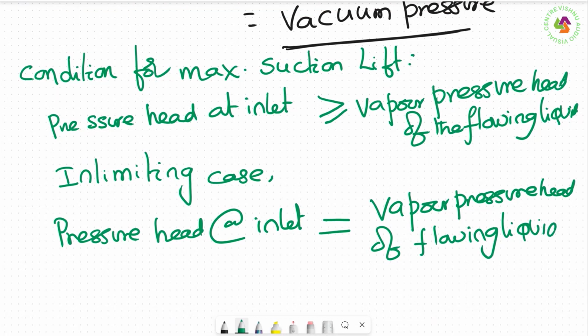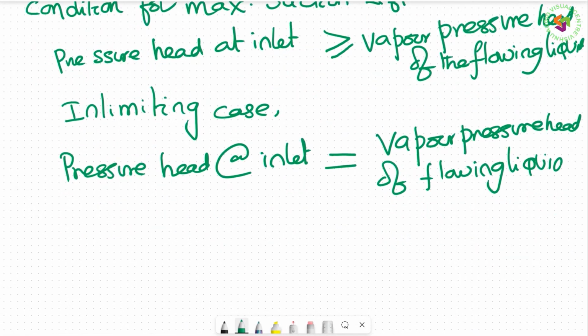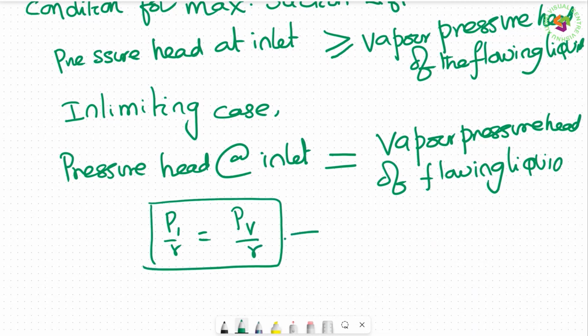Next, you can immediately ask, sir, if it is less than that, what will happen? If it is less than that, please remember that there will be no question of lifting of water. Second, even if it starts lifting, the impeller gets damaged. So that is why we will not allow it at all. So P1 by gamma is equal to Pv by gamma. This is for the maximum suction lift.